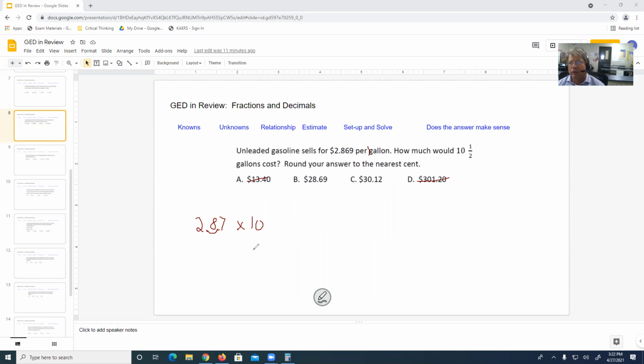Now, if I want to get the right answer, we don't have to really change the math at all. We can just let the calculator do it. So I can just leave it as 2.869.